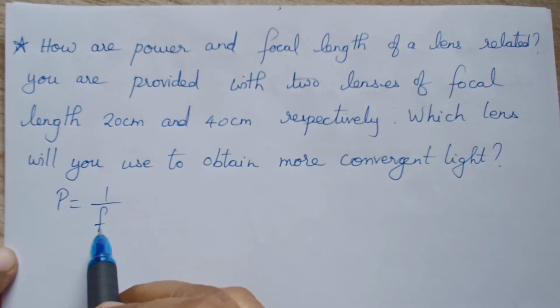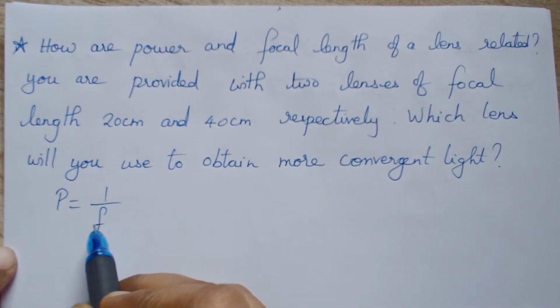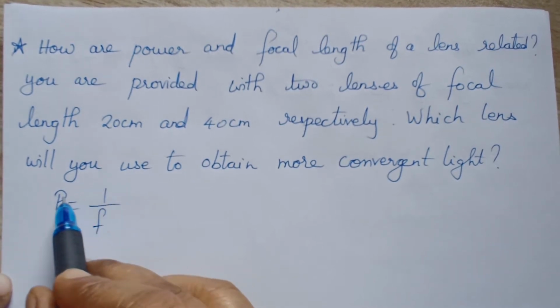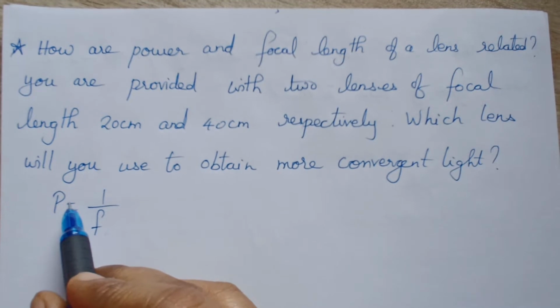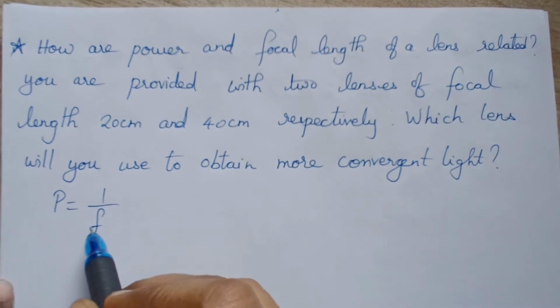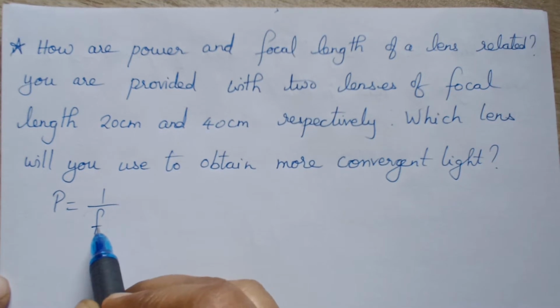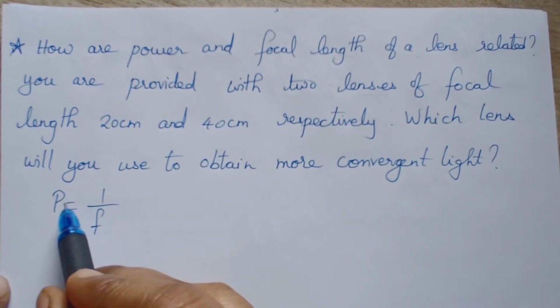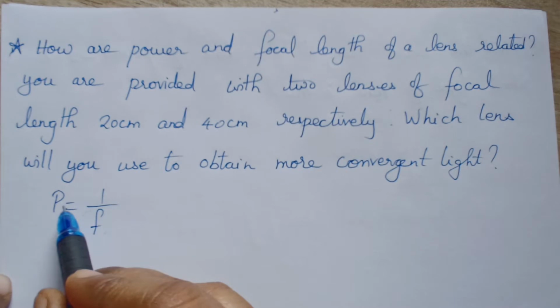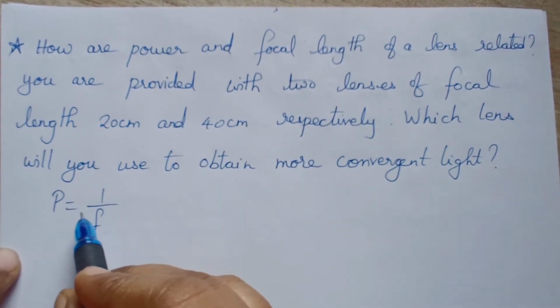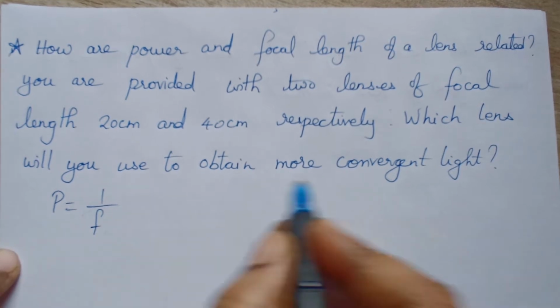So it is inversely related. If the focal length is large, meaning the denominator is bigger, you will get less power, less converging or diverging power. If the focal length is small, then you will get more power, more converging or diverging power. So how these are related: power of the lens is inversely proportional to the focal length.